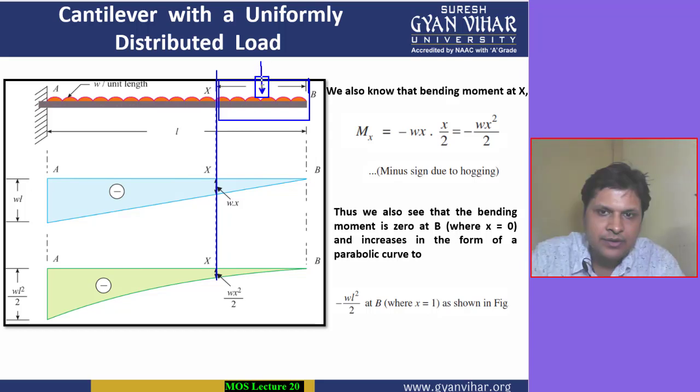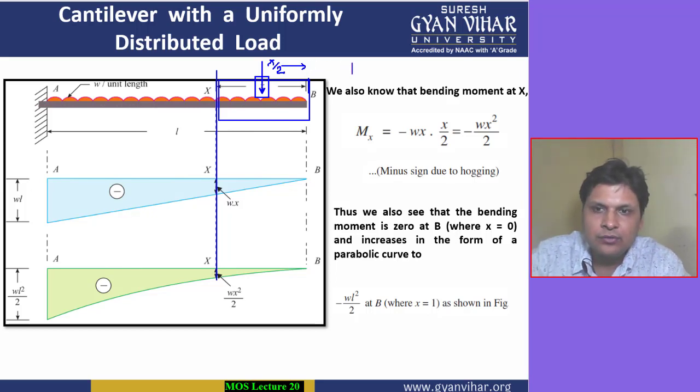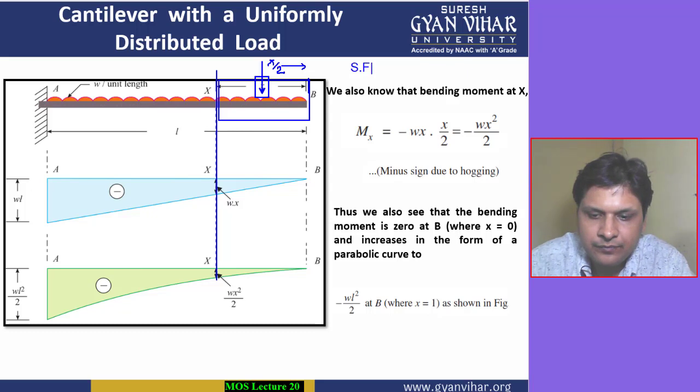The center of this portion means if this distance is x, then the load will be considered to be acting at a distance x by 2 from one end. All right, so in this way what will be the shear force at point B? The formula for shear force SF at any unknown x will be equal to the load per unit length multiplied by the length.